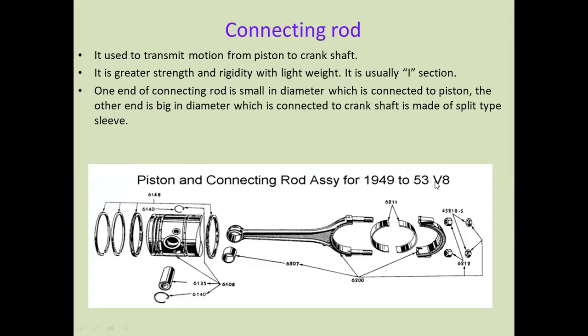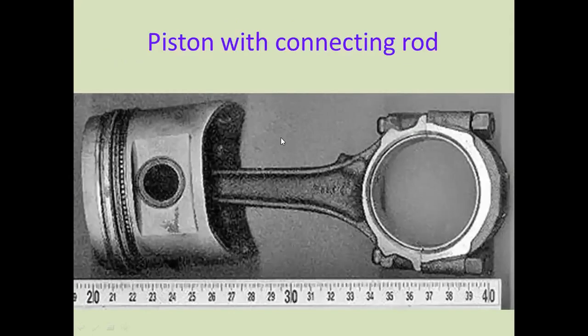So we can see the piston and connecting rod assembly from a V8 engine. As I said earlier, the connecting rod has two ends: a small end and a big end. The big end is connected to the crankshaft, and the small end is connected to the piston. Here we can see the piston with different rings present, the compression ring and oil ring. The gudgeon pin connects the piston to the small end of the connecting rod, and the big end is connected to the crankshaft with the help of journal bearings.